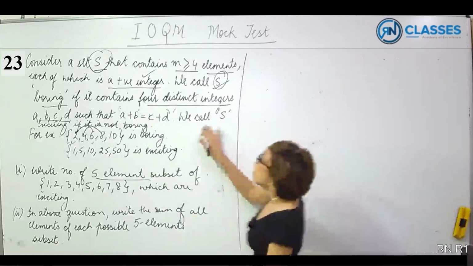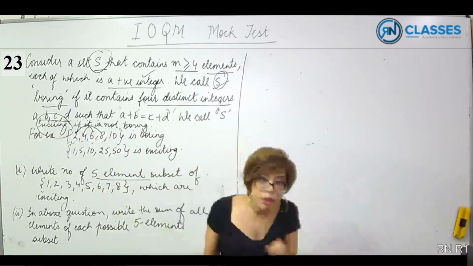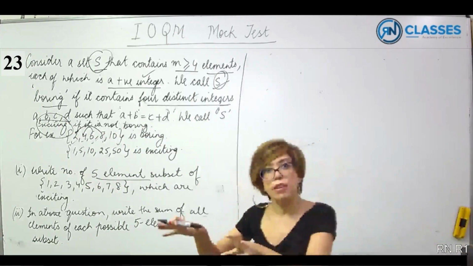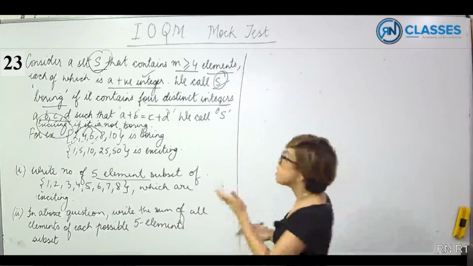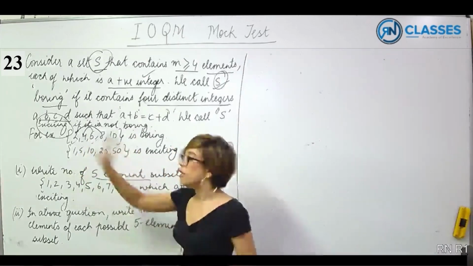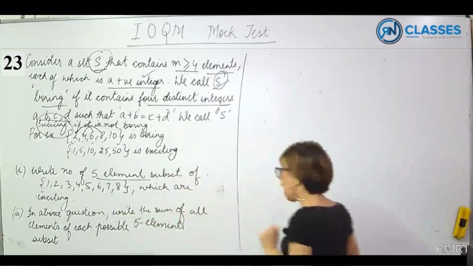Right? Now he says we call S exciting if it is not boring. That means if you are unable to find 4 integers such that sum of 2 is equal to sum of other 2. So in exciting, those two sums will not be equal. So this one, obviously you take any 4 numbers, sum of 2 will not be equal to the sum of other 2. Done. Now on to the actual question.